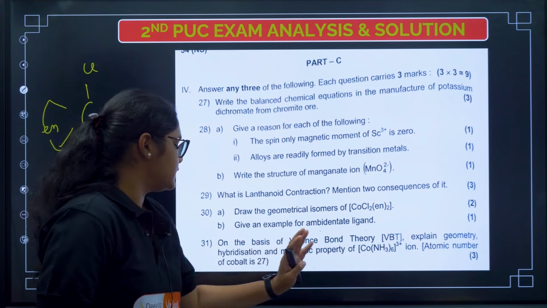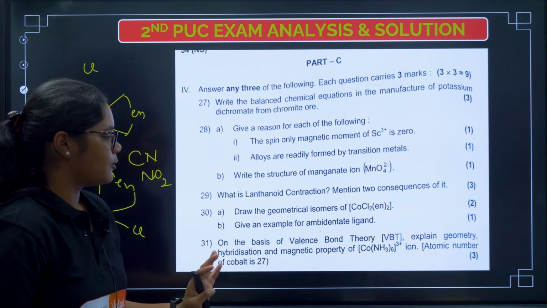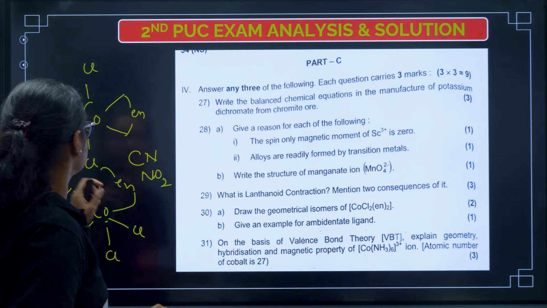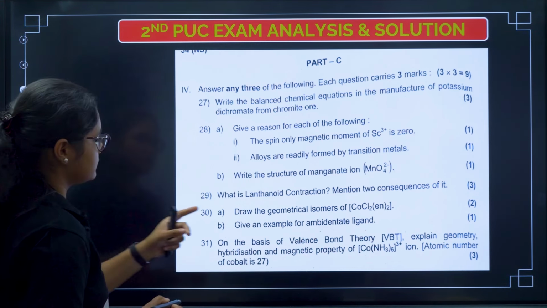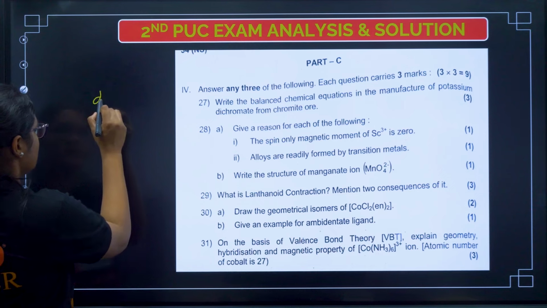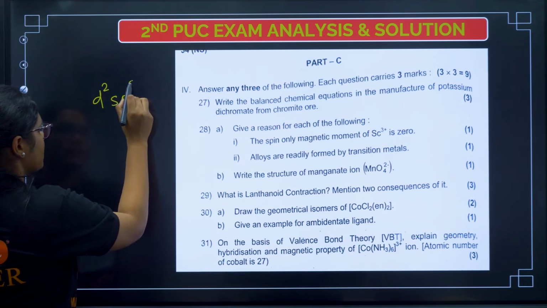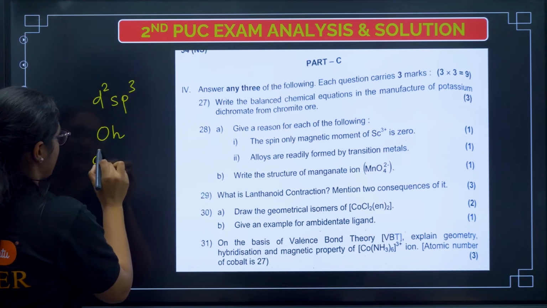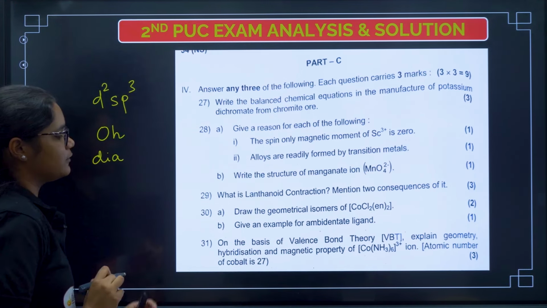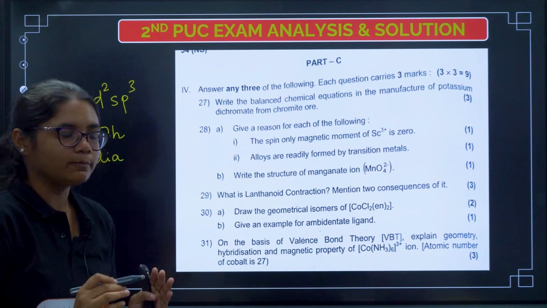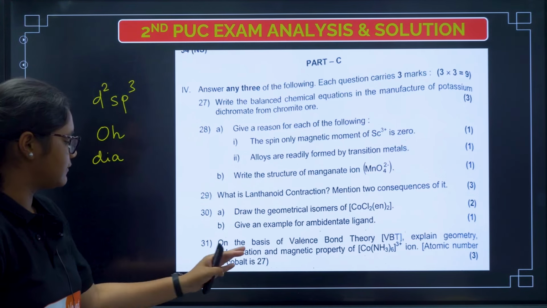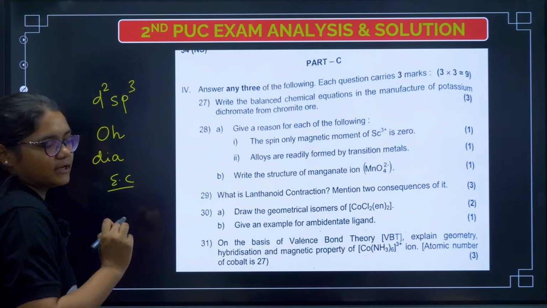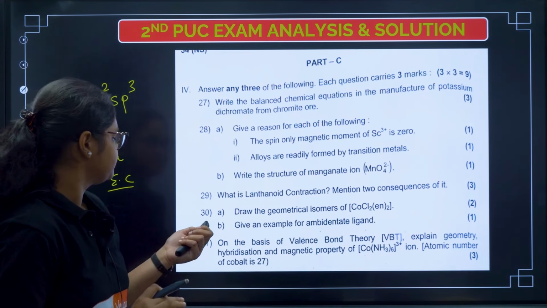Next, valence bond theory, explain the hybridization and magnetic property. So this is a strong field ligand. Pairing of electrons will take place. So what will be the hybridization? Hybridization will be d2sp3, and then the geometry will be octahedral and it will be diamagnetic, right? You have to draw the valence bond diagram properly to get full marks. They have also given you the atomic number, so you have to mention the electronic configuration and then write the answer.